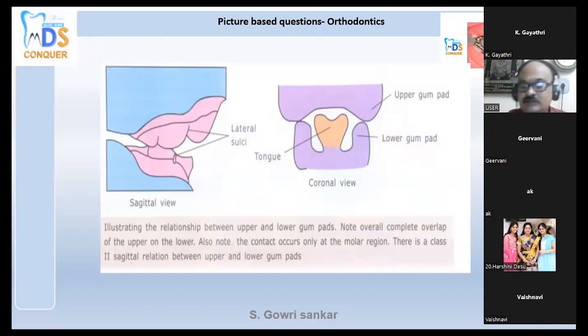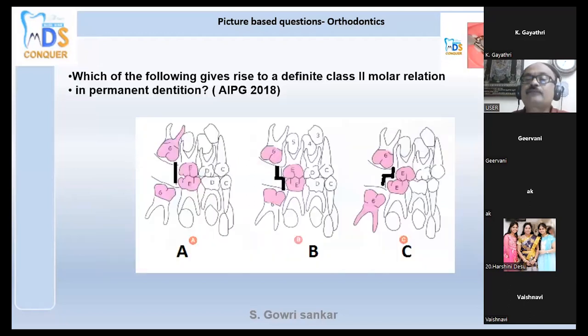Very good. This question was also once asked: why does a child look class 2 in actively growing children? Up to the pubertal growth phase, you should not correct a class 2 condition if the patient is actively growing. Now, this is also a favorite topic for your examiners. In 2018, 19, and 20, one way or the other, they have put it.